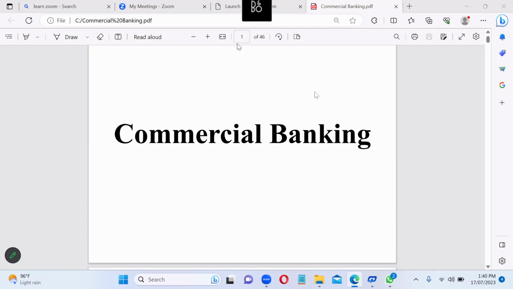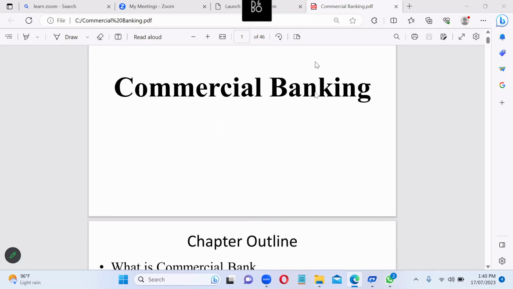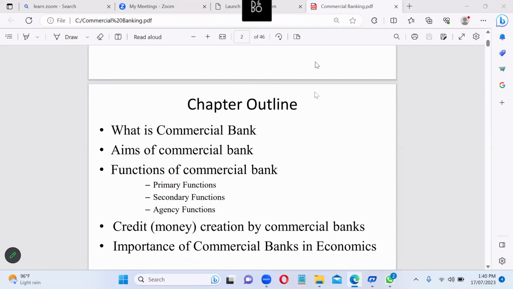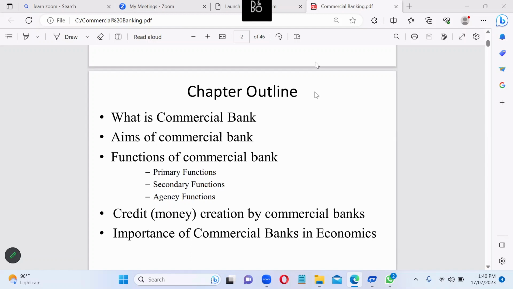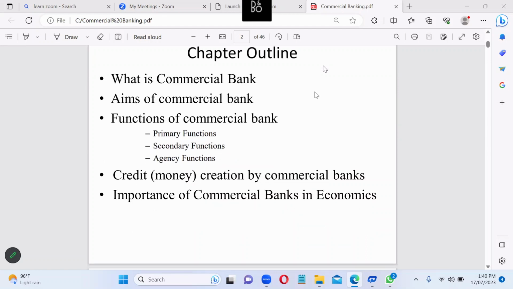Okay, thank you. Today we are going to look at the new chapter on commercial banking. Under this chapter, there are some chapter outlines. First, what is a commercial bank. Then the functions of commercial banks: primary function, secondary function and agency function. Then credit creation by commercial banks, and finally the importance of commercial banking to the economy. Why was the commercial bank important to our economy or our country? This is the main thing we are going to see here.